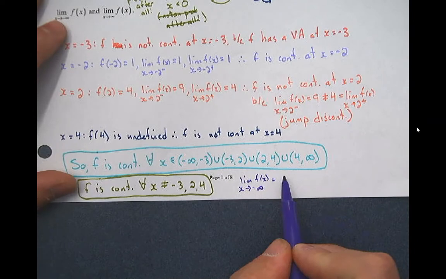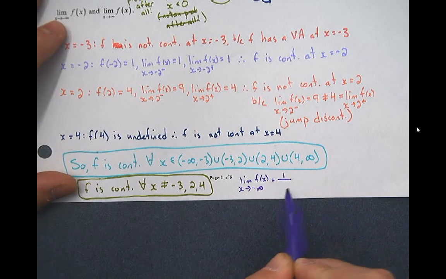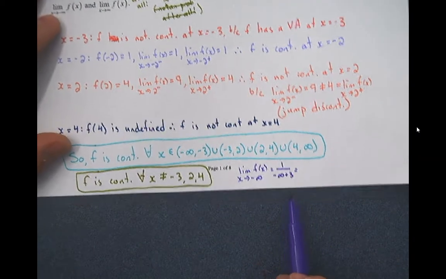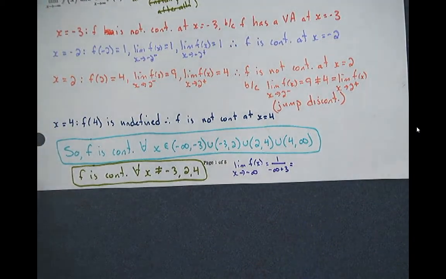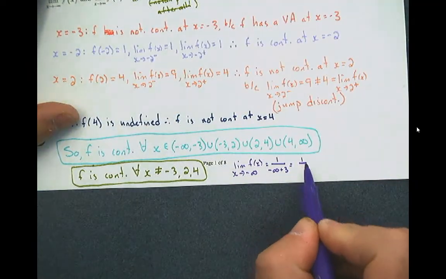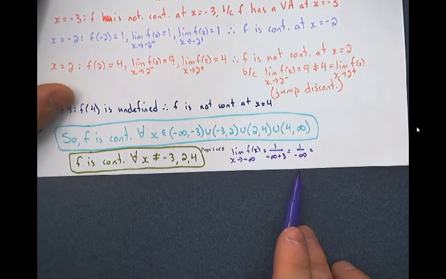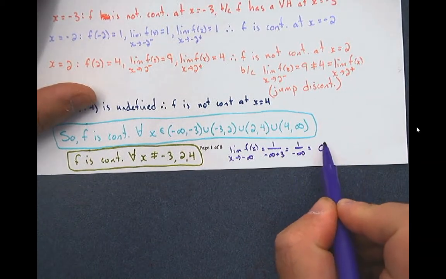So that would turn out to be 1 over -infinity plus 3. What's -infinity plus 3? Still -infinity, so that's 1 over -infinity. What's 1 pizza divided by infinitely many people? 0.